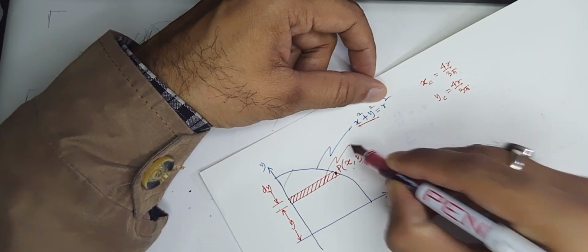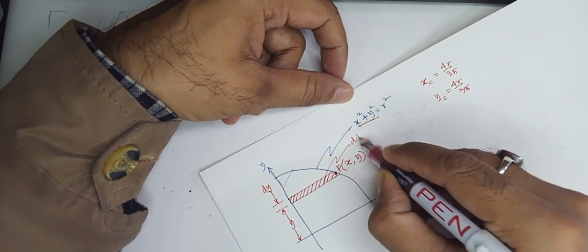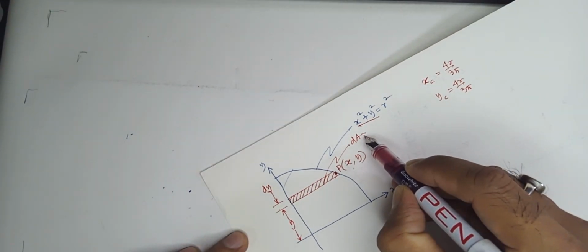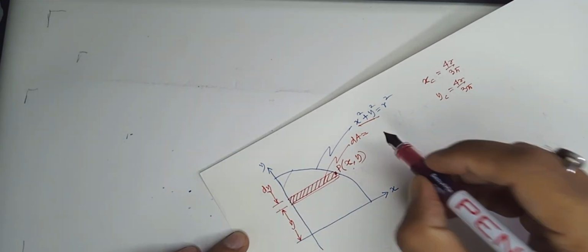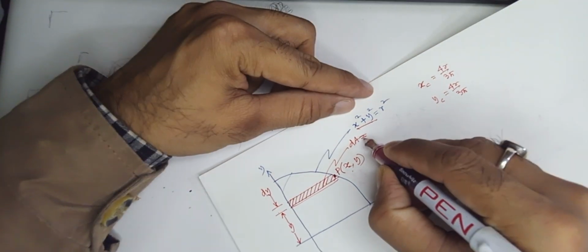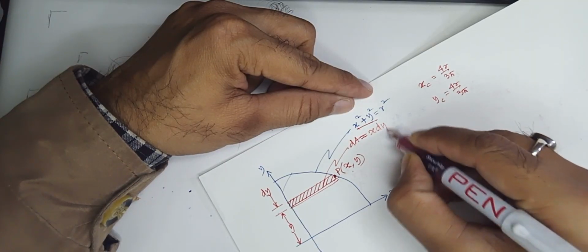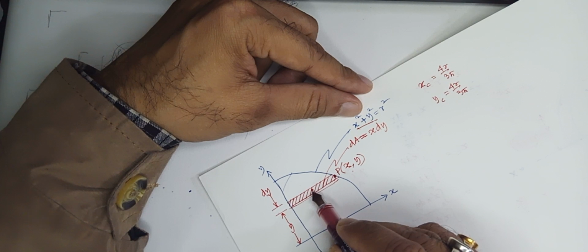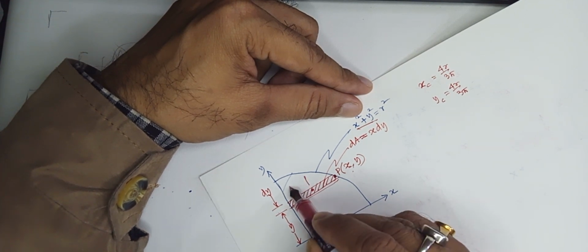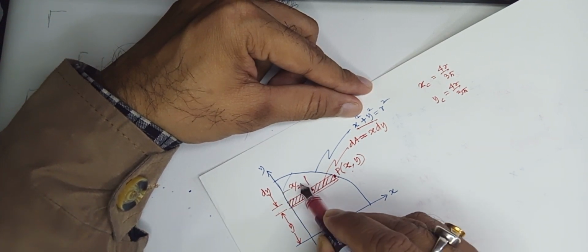Next, what is the area of this? dA, the area of this, is equal to x. This is x distance because this is the x coordinate. So this is length x multiplied by dy, that is x dy. Now what is the centroid of this strip? It is at x by 2.